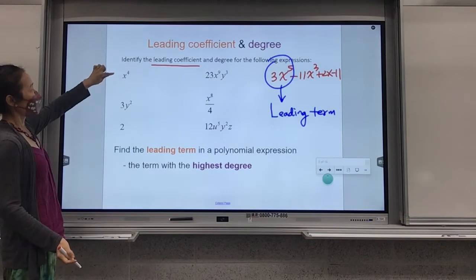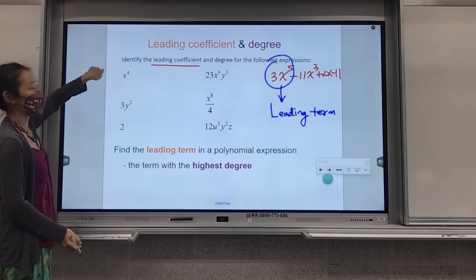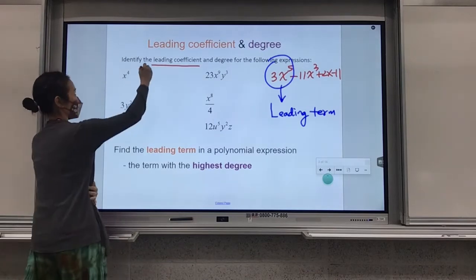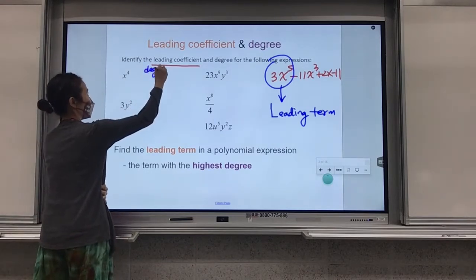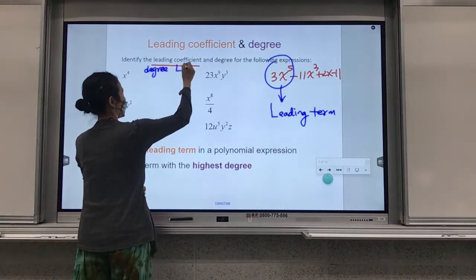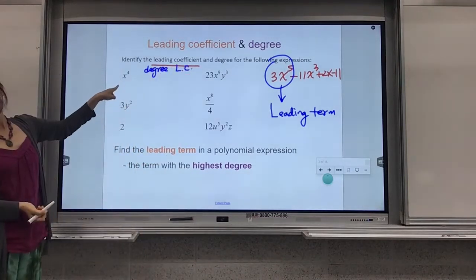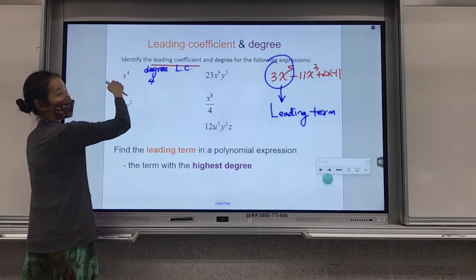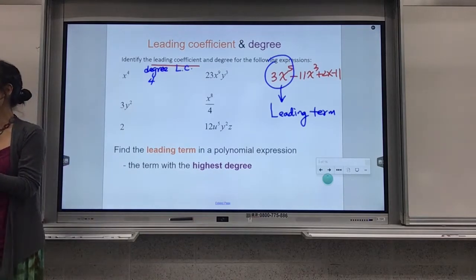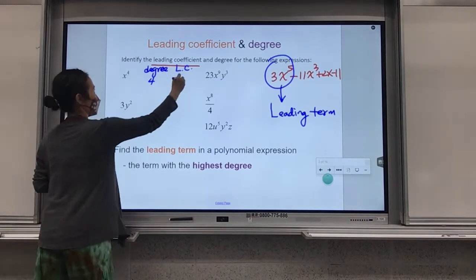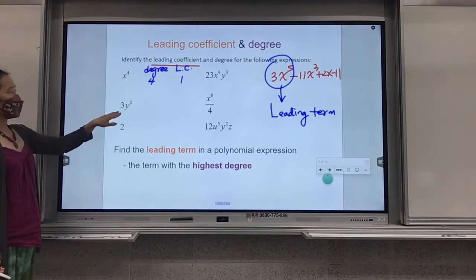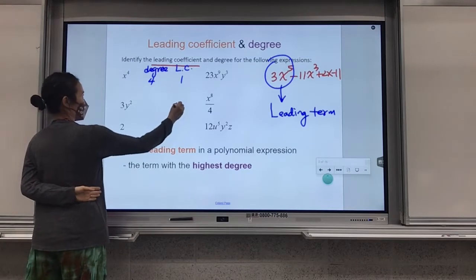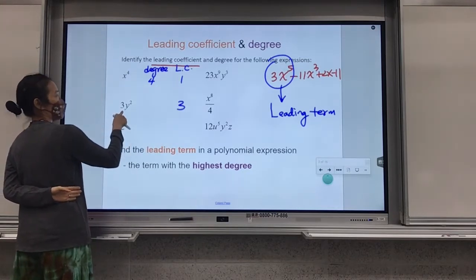Let's identify the coefficient. Let's say this is the leading term of a polynomial. What is the degree? And what is the leading coefficient? Degree of 4, leading coefficient is 1, right? We don't need to write 1x power 4, so it's 1. Leading coefficient of this 3y squared is 3, and the degree, 2.